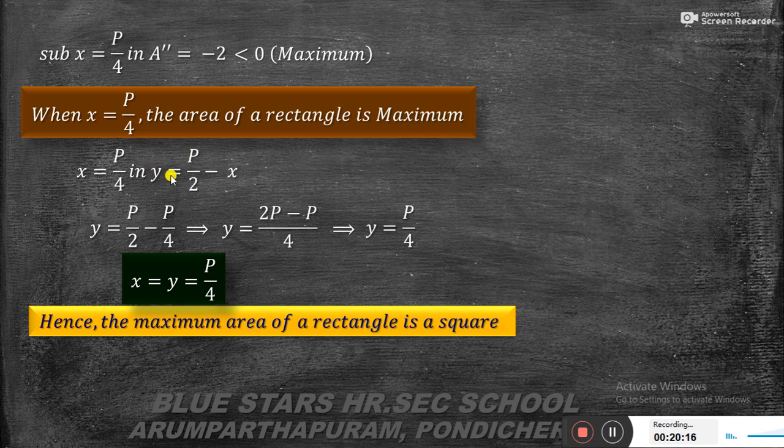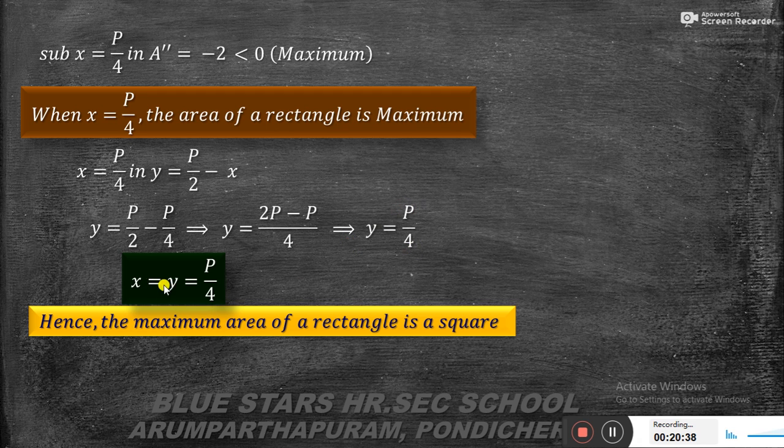I substitute in y equal to p by 2 minus x, where the x value is p by 4. Now I take the LCM of 2 and 4. The LCM is 4, so the first term I convert to 4 in the denominator, multiplying and dividing by 2. So 2p by 4 minus p by 4, that is 2p minus p by 4, so p by 4. This is y equal to p by 4.